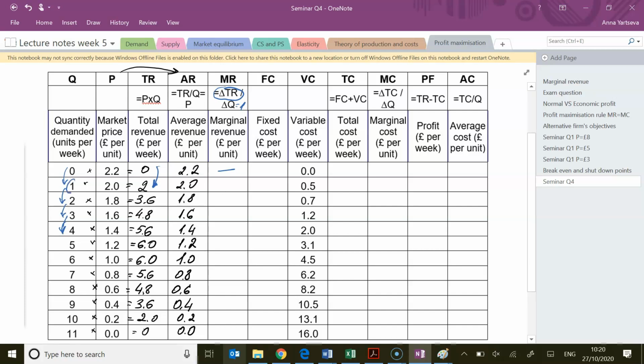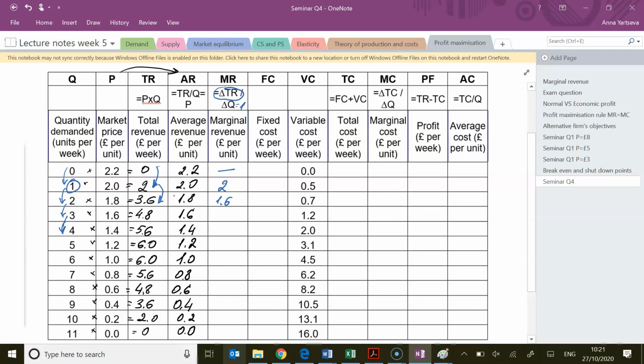Next, when we produce the first item, total revenue jumps from 0 to 2. So 2 is our additional revenue generated from selling this first unit. When we sell the second unit, total revenue goes up from 2 to 3.60. In other words, plus £1.60. This is the difference between 2 and 3.60. This is our marginal revenue. This is how much extra we earn from selling the second unit compared to what we had before.